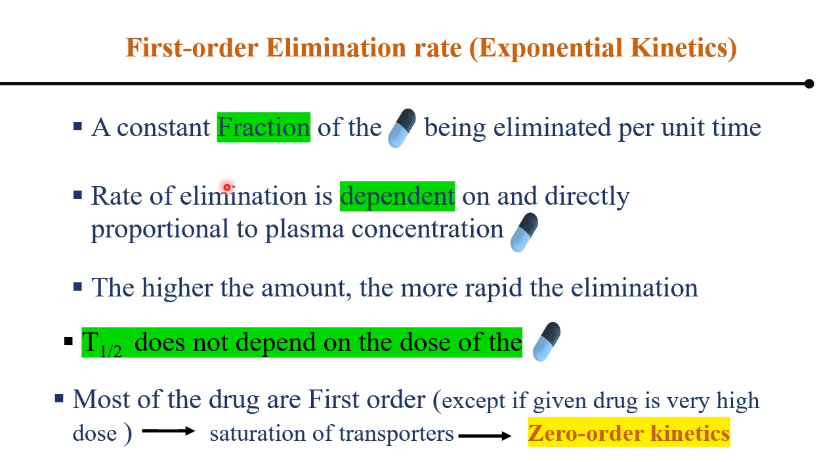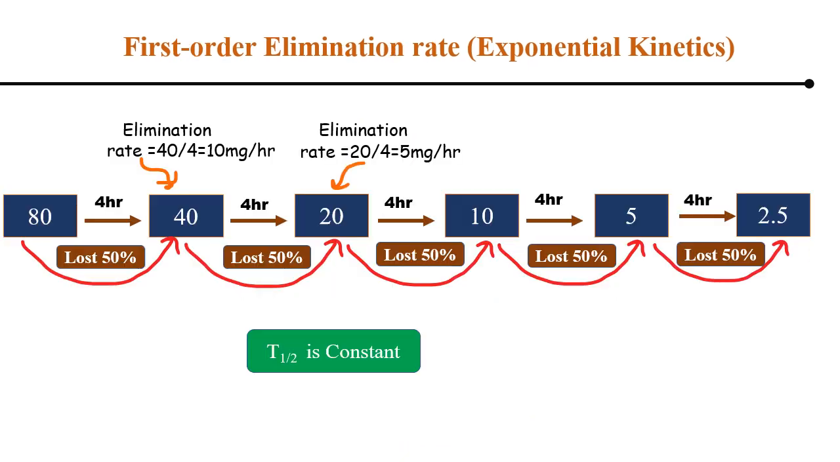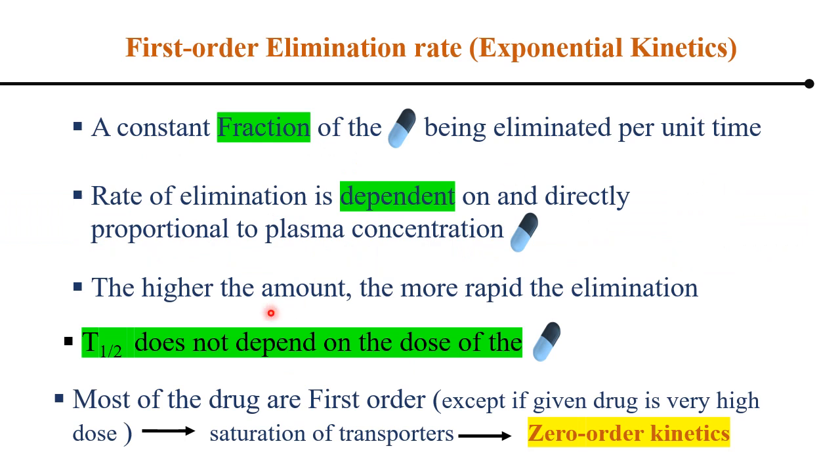The second thing is rate of elimination. As we already discussed, rate of elimination is dependent on and directly proportional to plasma concentration. The more the plasma concentration, the more drug will be eliminated. For example, here is 80 mg of the drug. If suppose 160, the more the concentration of the drug, the more it will be eliminated. This is first order kinetics. And the second thing is, the higher the amount, the more rapid the elimination. The more the amount of the drug, the more drug will be eliminated.